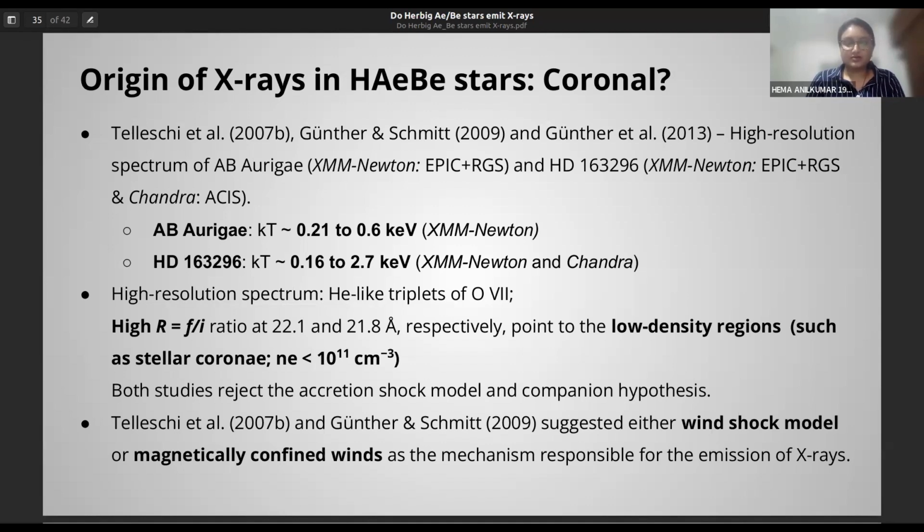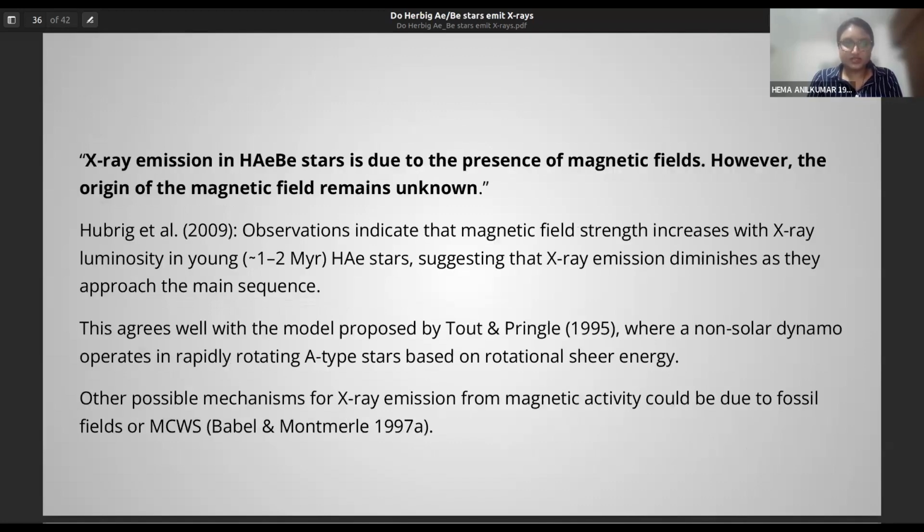So from the results obtained, both these studies reject the accretion shock model and companion hypothesis. Now, Telesky et al. 2007b and Gunther and Schmidt 2009 suggested that the wind shock model or magnetically confined winds could be responsible for the emission of X-rays in Herbig Ae stars. So we saw that X-ray emission in Herbig Ae stars could be due to the presence of magnetic fields, though the origin of the magnetic field remains unknown.